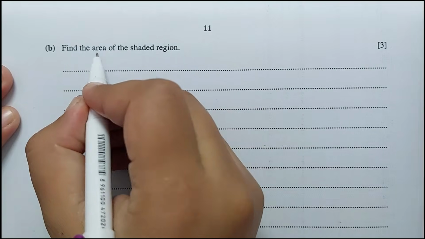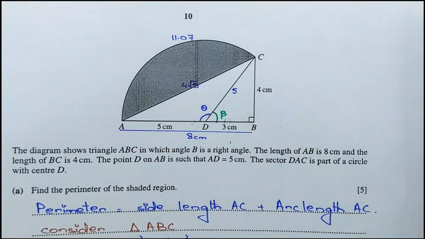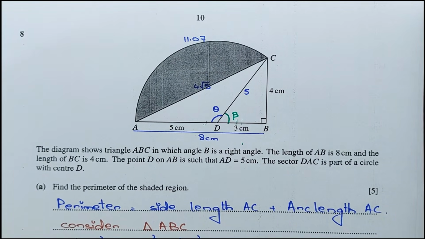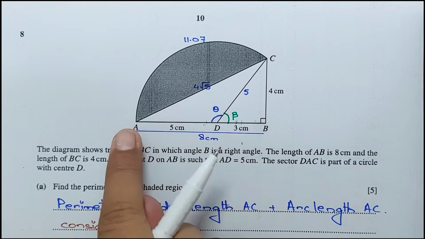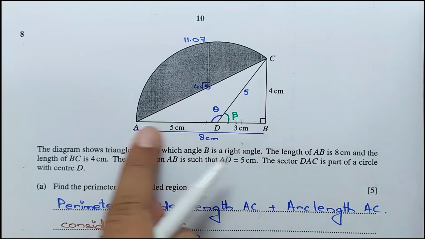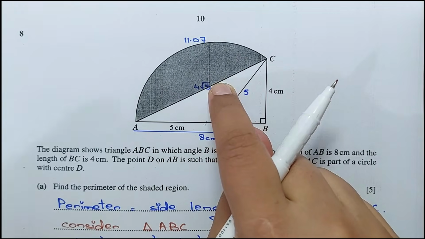Now for part B, find the area of the shaded region. Look at the shaded region. So how do we get the area of this shaded region? The area of the shaded region is basically the area of the whole sector ADC, the sector D, A and C, subtract the area of this triangle because it is not shaded.